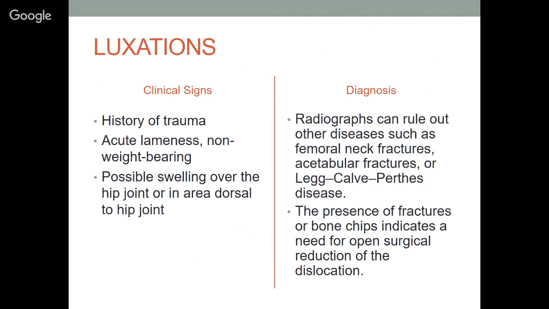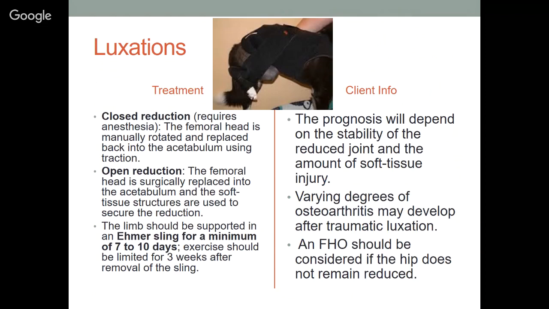We can do x-rays to rule out other diseases like femoral neck fractures, acetabular fractures, pelvic fractures, and Legg-Calvé-Perthes disease. Presence of fractures or bone chips indicates that we need to do an open surgical reduction of that dislocation. Oftentimes, though, we can do a closed reduction. It does require anesthesia. We need to get them completely relaxed. We want those muscles to be relaxed. And we want to do this as soon as possible because the sooner we get it done, the easier it is to relax those muscles.